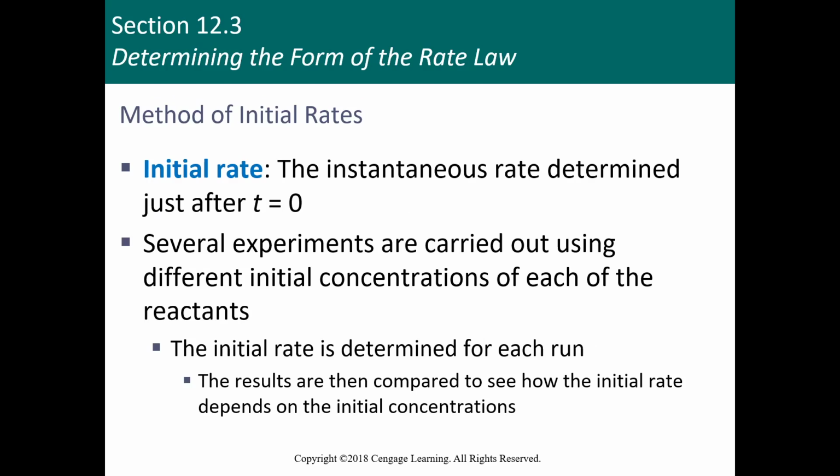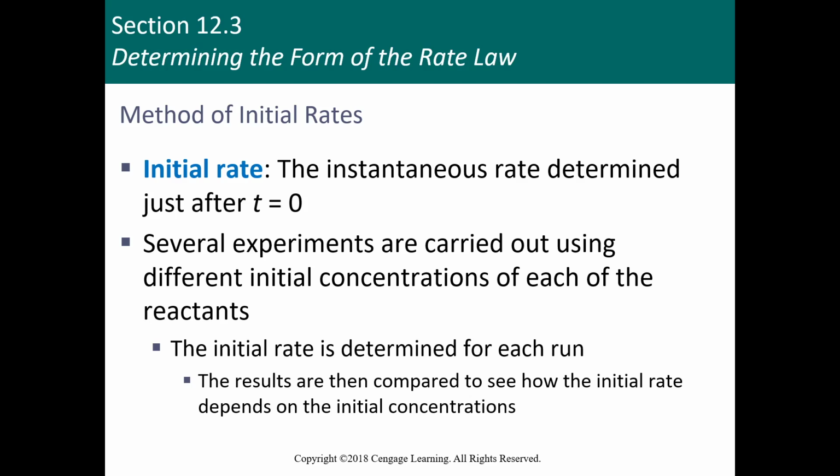The method of initial rates. So the initial rate is the instantaneous rate determined just after time 0. This is typically the easiest instantaneous rate you can determine. Several experiments can be carried out using different initial concentrations of each of the reactants. The initial rate can then be determined for each run.